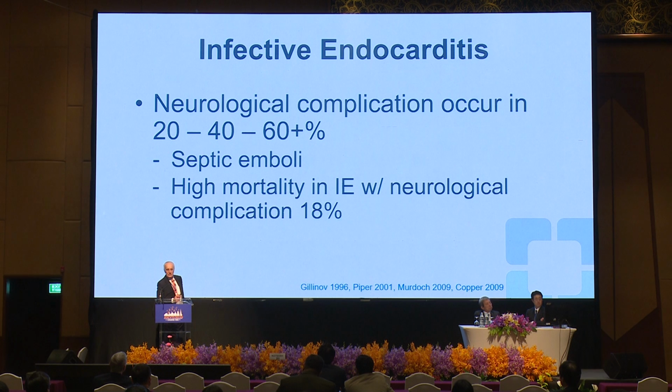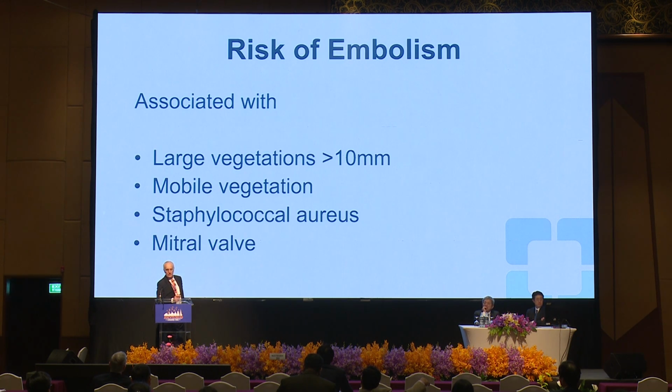So we all know that neurological complications are very common, and depending on how you diagnose them and how you define neurological complications, you can end up with this occurring in over 60% of the patients, and of course the later we get the patients, the more neurological complications we will identify. And they represent the septic emboli, and they are, let's say, a marker for severe and advanced disease.